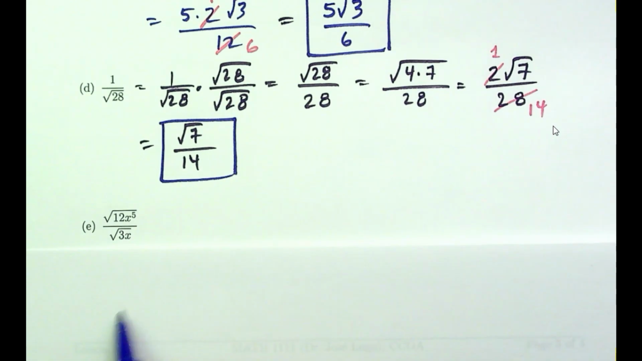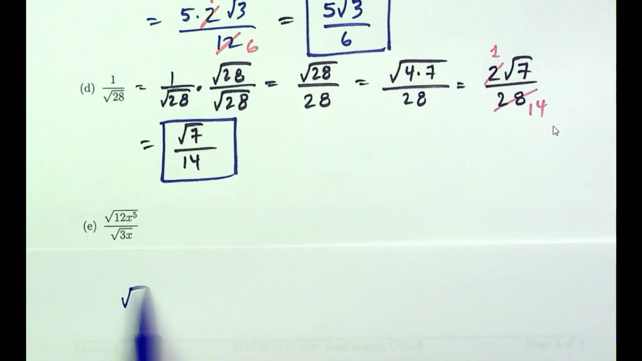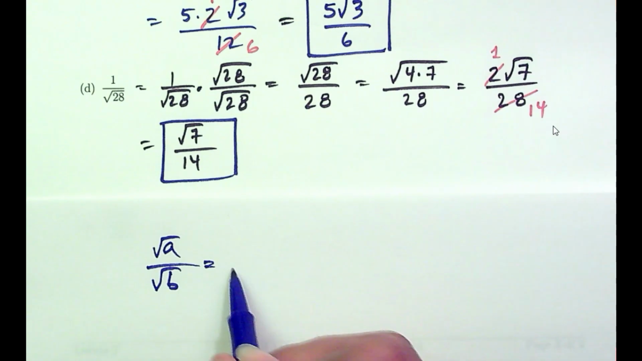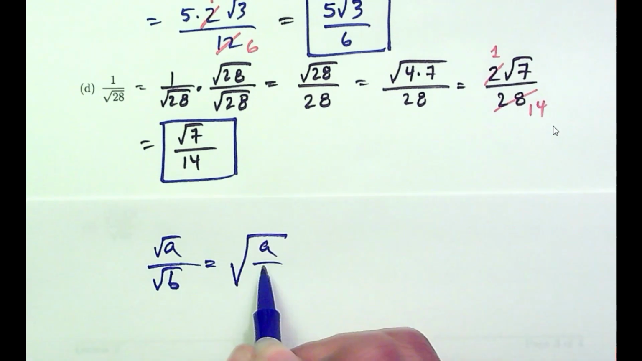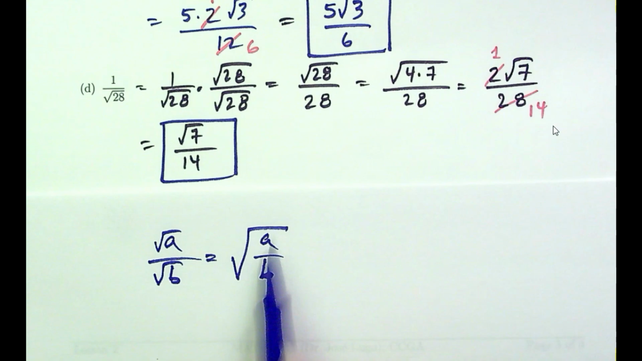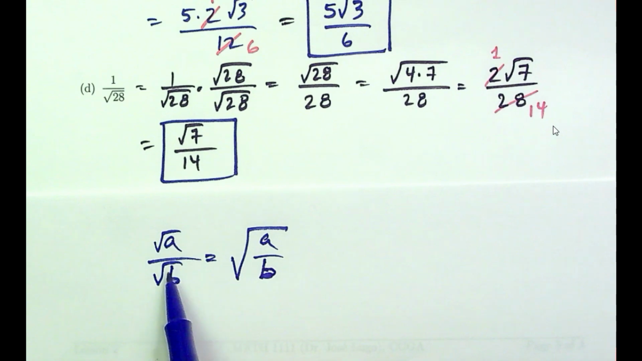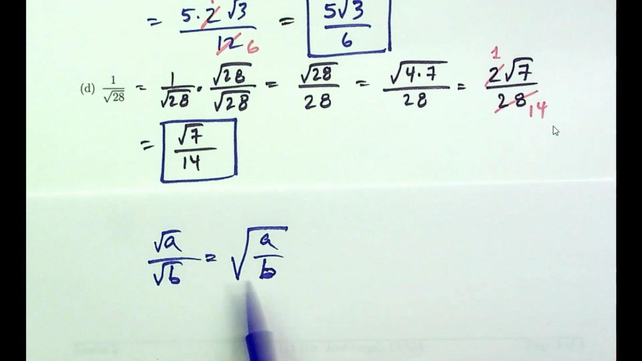There's this property of radicals that says the square root of a over the square root of b is the same thing as the square root of a over b. Normally we use it the other way, distributing the square root over the top and the bottom, but you can use it in the other direction. If you have the square root of a over the square root of b, you can combine those two square roots into a single square root, the square root of a over b.